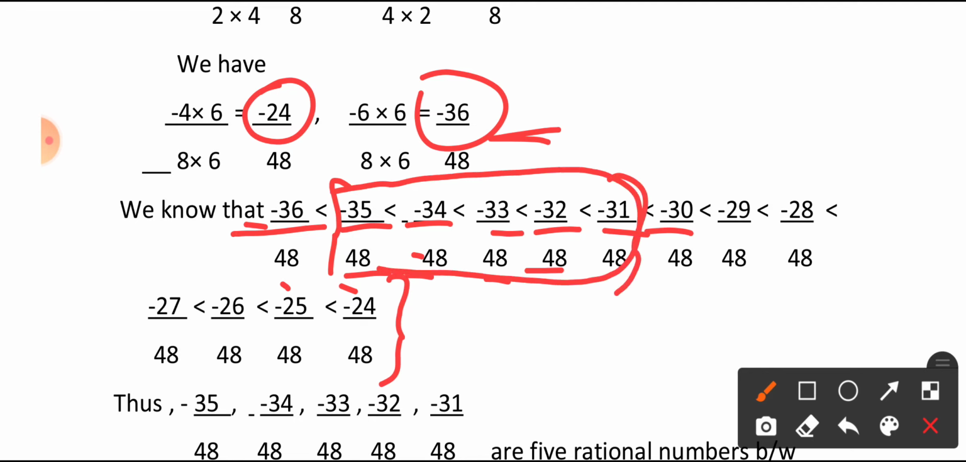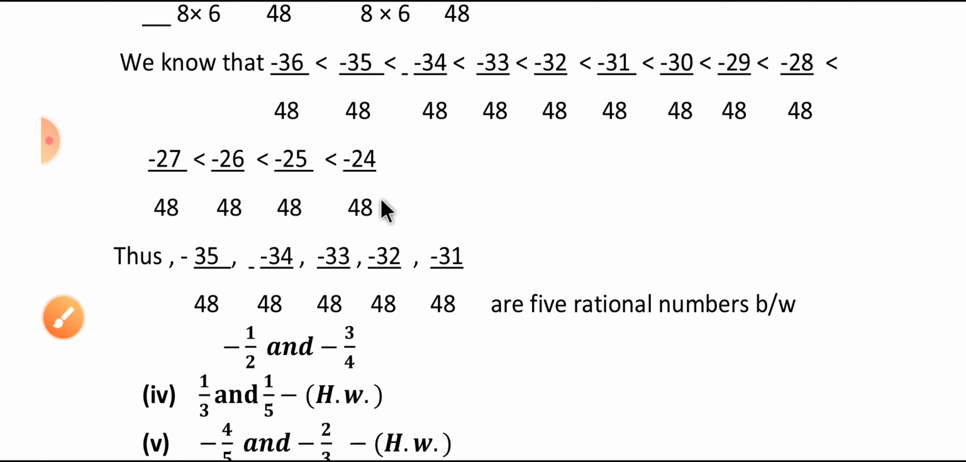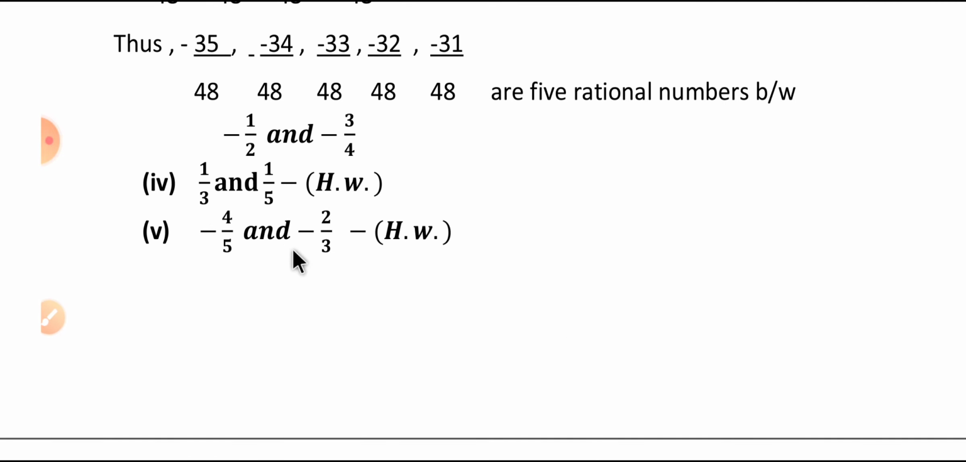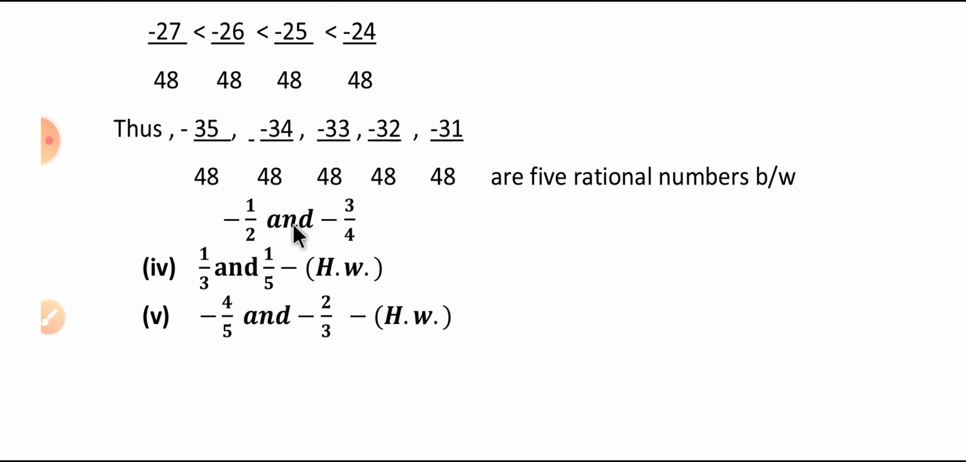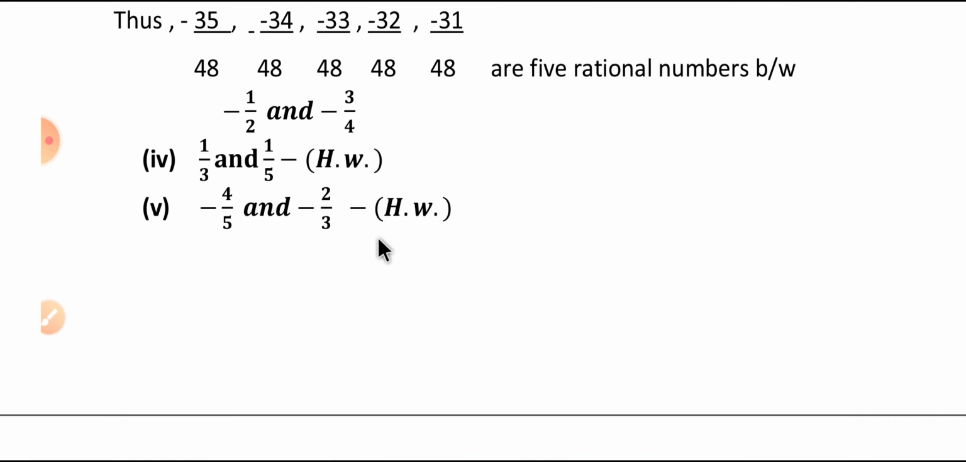So these are the 5 rational numbers between minus 1 by 3 and minus 1 by 2. Same here for question number 4 and 5, minus 3 by 4. First you have to make the same denominator. After that you have to multiply by 6 in both numerator and denominator, and write in ascending order. So the starting rational numbers are the 5 rational numbers between the given numbers. These 2 questions are your homework.